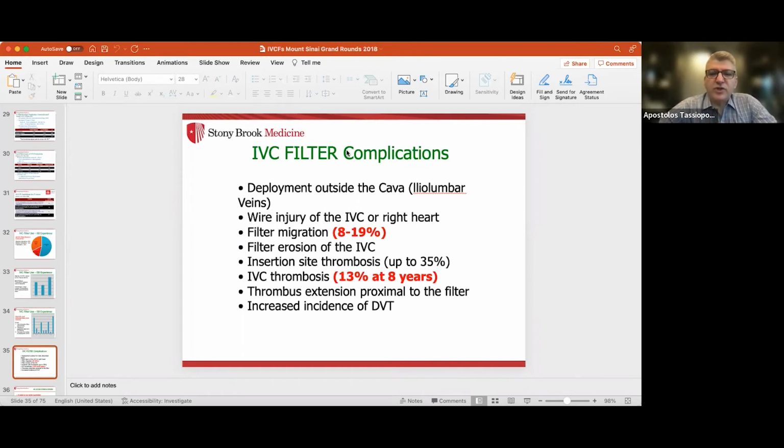Insertion site thrombosis, not as common with the smaller devices that we're using now, but certainly in the past with the larger size devices, that was an issue. Inferior vena cava thrombosis, that's estimated to be up to 13% at 8 years, and then thrombus extension proximal to the filter, and an increased incidence of DVT in these patients.